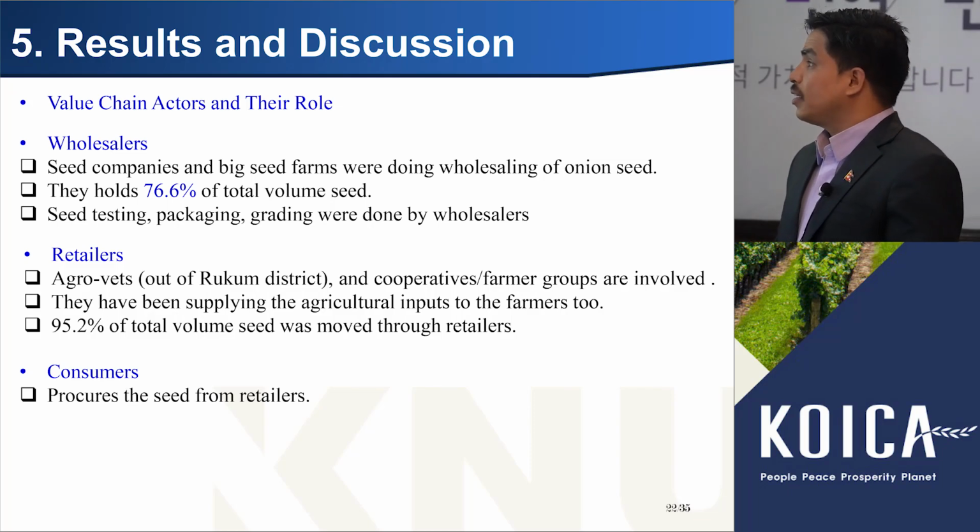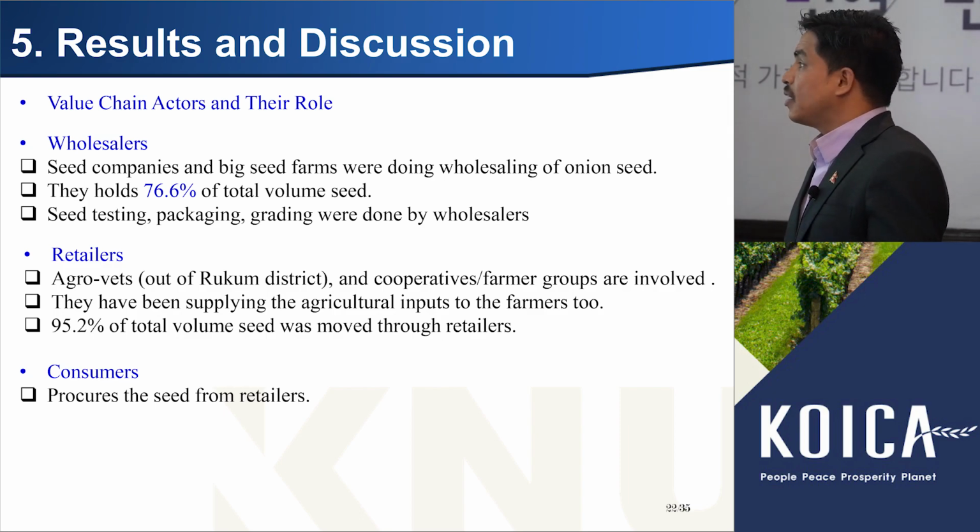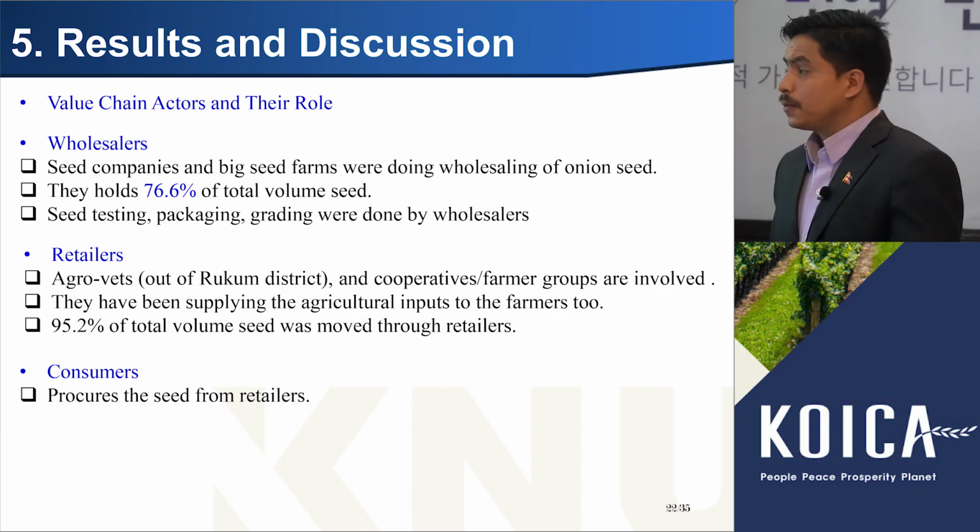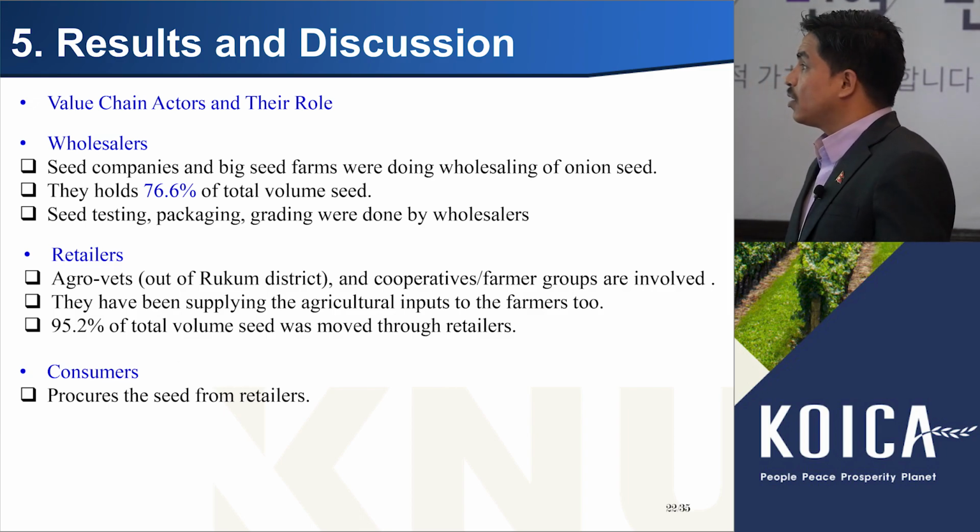In the wholesaler segment, seed companies and big seed farms are doing the wholesaling of onion seed. They hold the highest volume at 76.7%, and seed testing, packaging, and grading are done by the wholesaler. And the wholesaler supplies the retailer. The retailer means the lowest volume is consumed within the study area, and the highest volume is consumed out of the study area, that means out of Rukum West district.